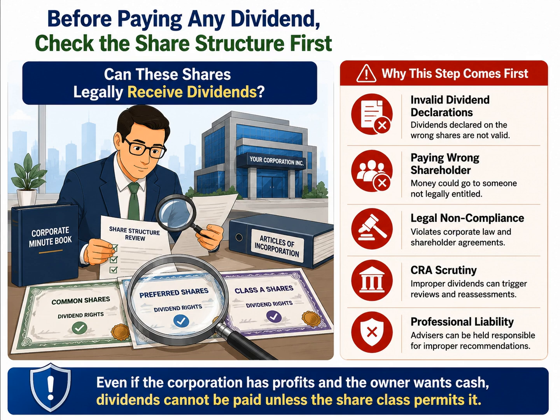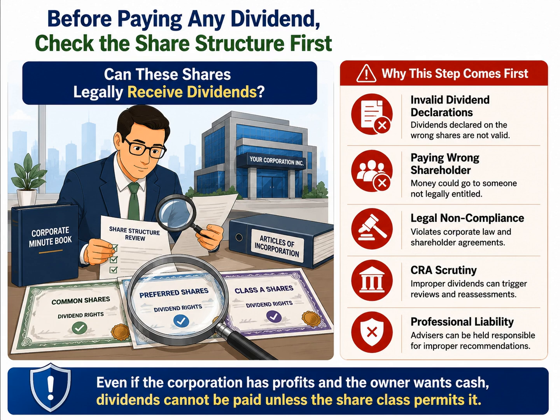Failing to review the share structure can create several problems. A dividend could be declared on the wrong class of shares, resulting in an invalid dividend declaration. Money could be paid to a shareholder who is not legally entitled to receive it. The corporation could become non-compliant with corporate law requirements, and the Canada Revenue Agency may scrutinize the transaction more closely. For tax professionals, there is also professional liability risk. If dividend recommendations are made without reviewing the share structure, errors can lead to costly corrections and potential legal issues.